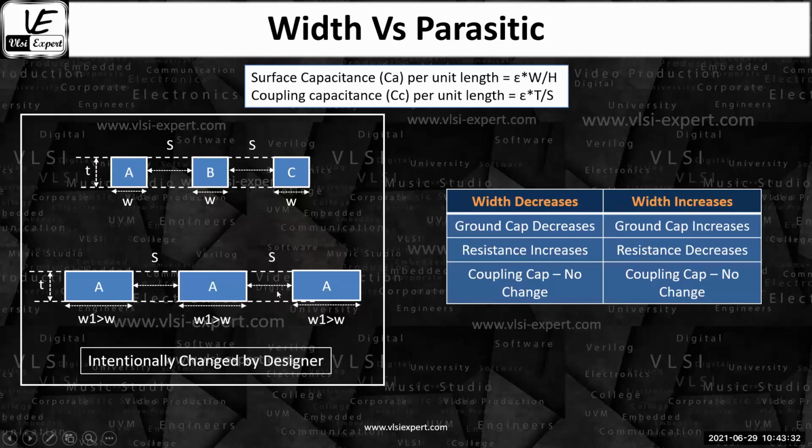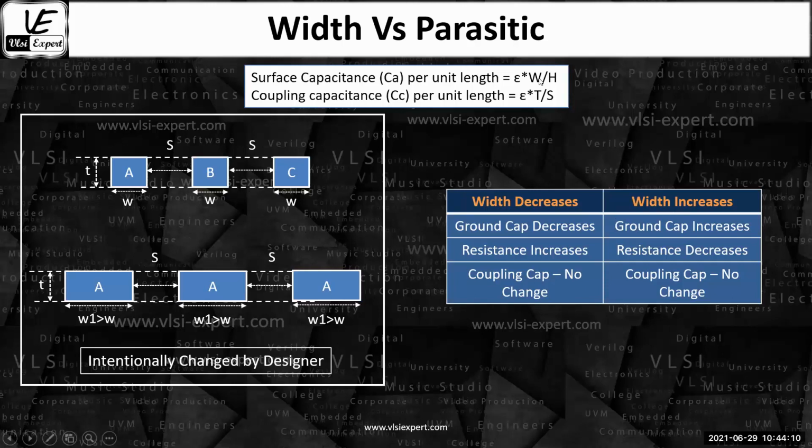In this particular case, we increase the width. So with the width increase, the ground cap is going to increase, the area cap, that surface cap, because as per the surface cap formula, it is epsilon W by H. So width of the wire and the height of the wire. We are not talking right now about the thickness, we are talking about the height. That means this wire versus any other top or bottom wire. So that is the height between the two wires, you can say.